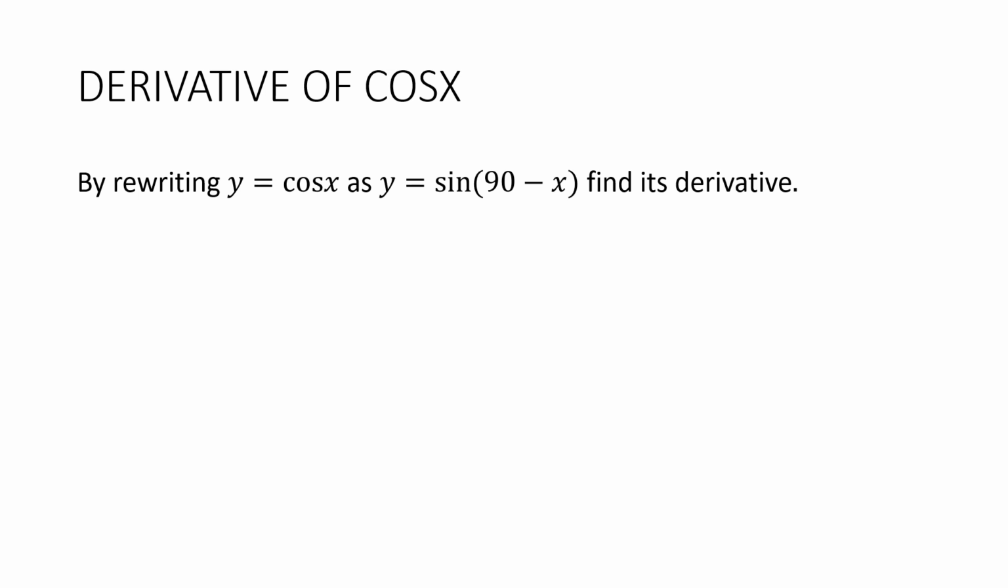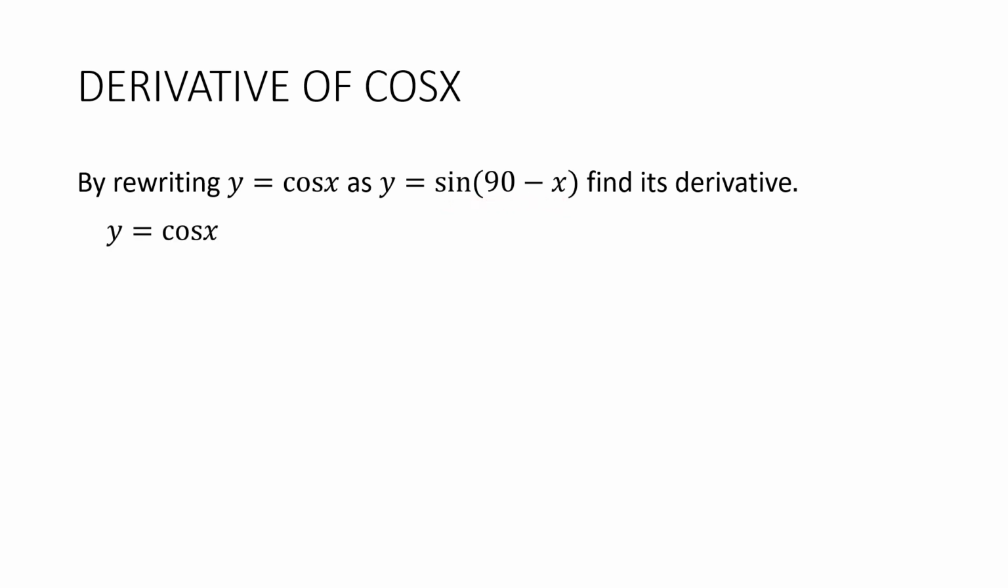Let's move on to the derivative of cos x. Now, advanced students, you should be able to follow this proof. By rewriting y equals cos x as y equals sine of 90 minus x, find its derivative. Now, why can we do that? Do you remember? Because cos and sine are complementary ratios. So that means that cos x is equal to sine of 90 minus x.